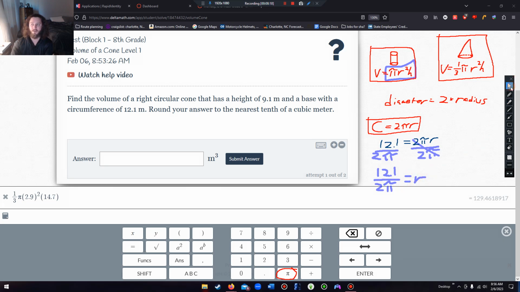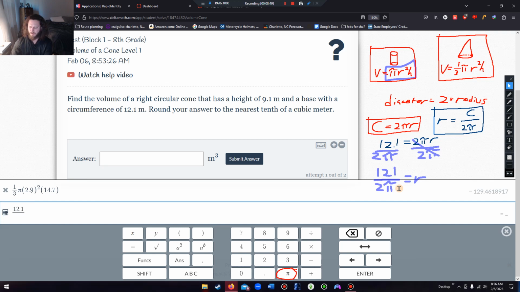If you really want to, you could remember this as the radius equals circumference divided by 2 times pi. That's something you could very easily write down somewhere and keep. It's not an actual formula, it isn't a thing, but it's something we can use. So we're just going to go ahead and type that in. The radius will equal the circumference, which is 12.1, divided by 2 pi.